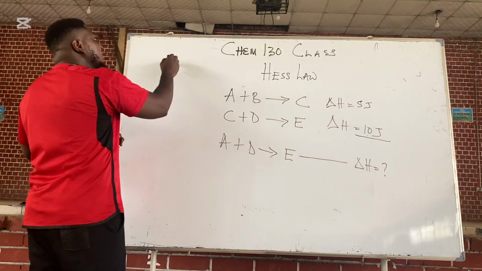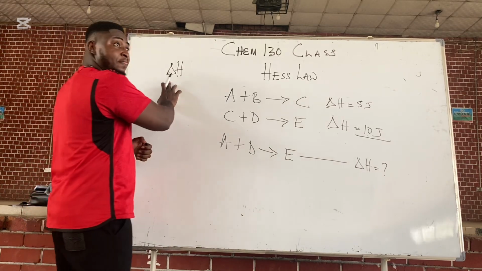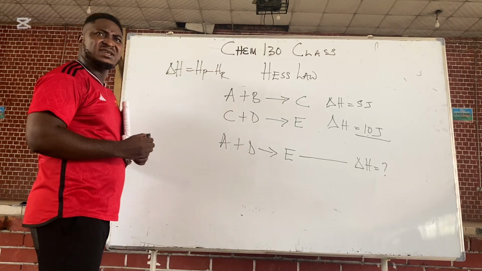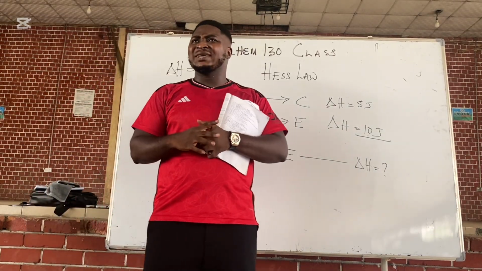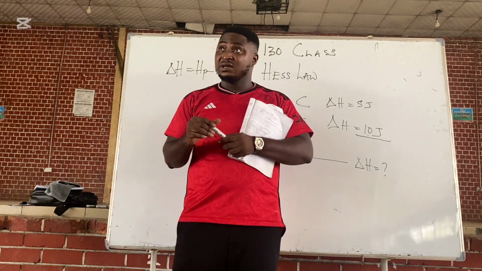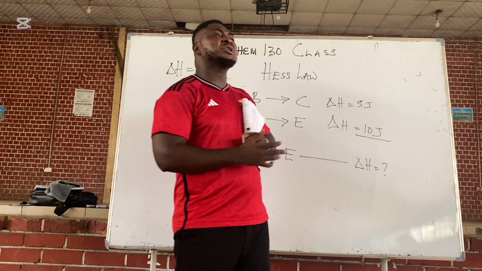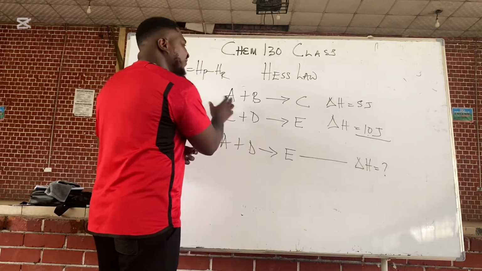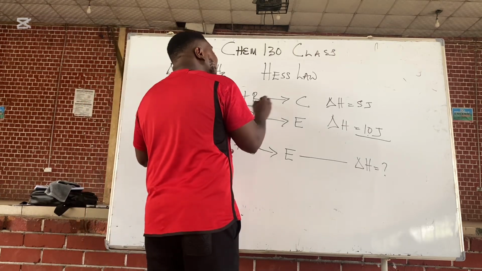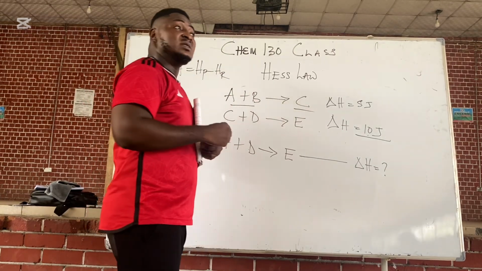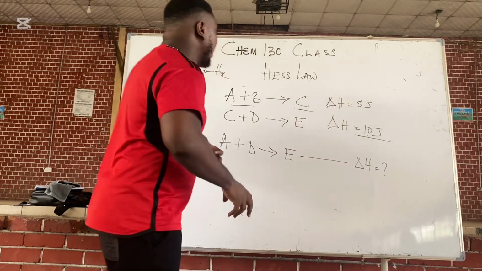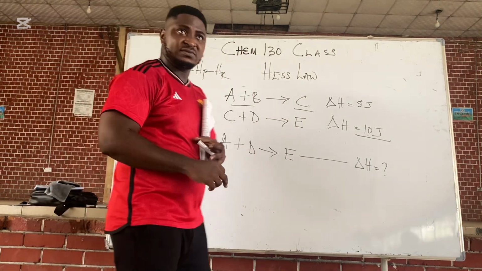Class, the symbol for enthalpy change is delta H, and the formula is heat of product minus heat of reactant. The enthalpy change of any chemical reaction is the heat of the product minus the heat of the what? When a reaction occurs between reactant and product, the reactants are on the left-hand side and the products on the right-hand side. There's a heat change between the reactant and product, called the enthalpy. Therefore, we say heat of product minus heat of reactant.